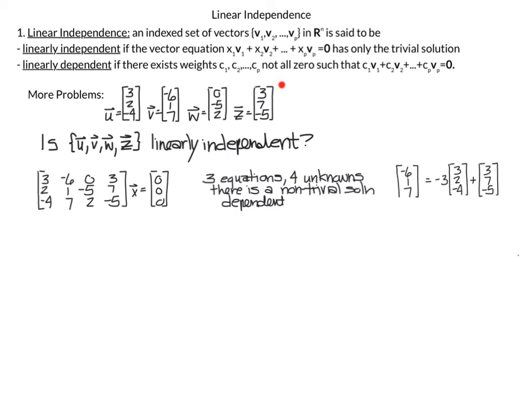I kind of summarized my last solution here. I had my matrix equation. I concluded that the 4 vectors are dependent, and then I solved for, what is this? This is v is equal to minus 3 times u, plus z.